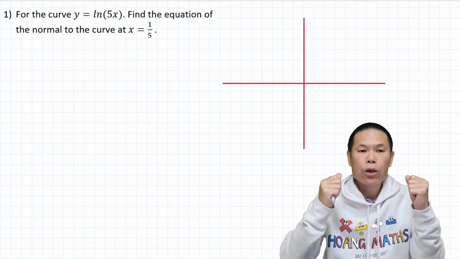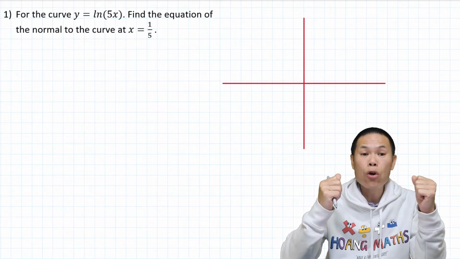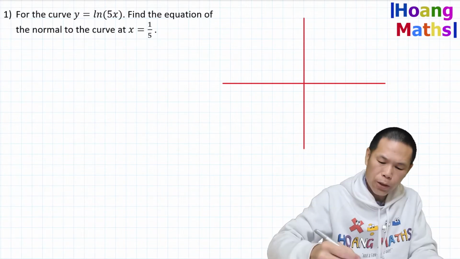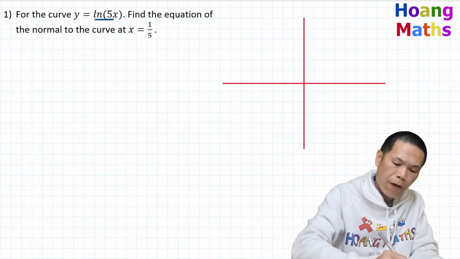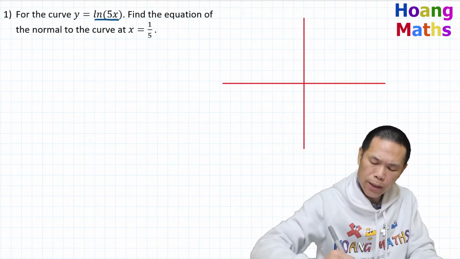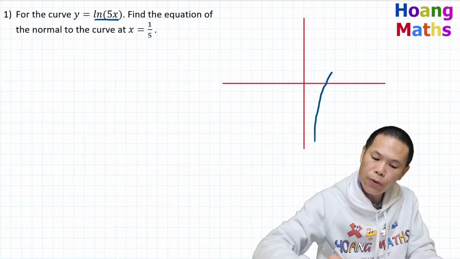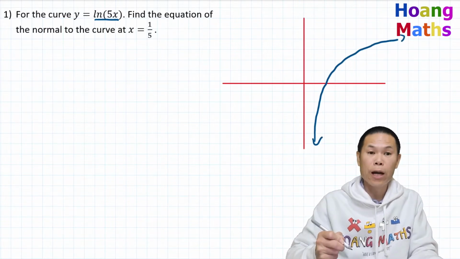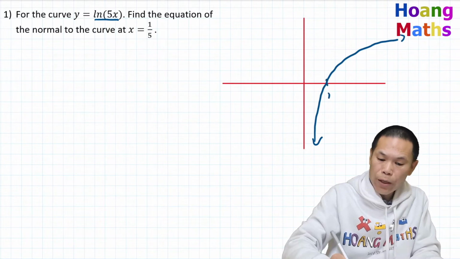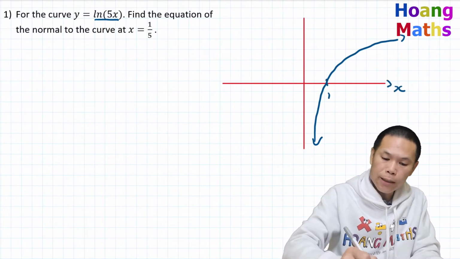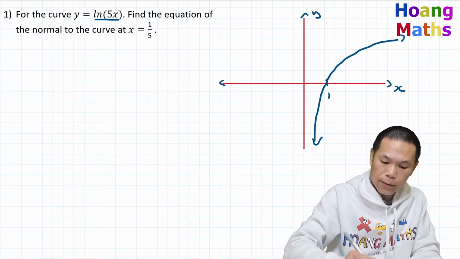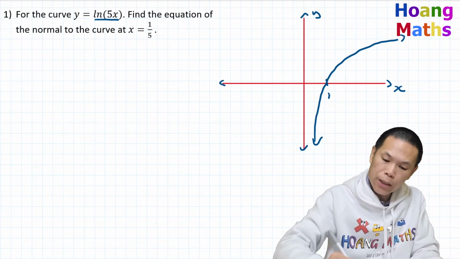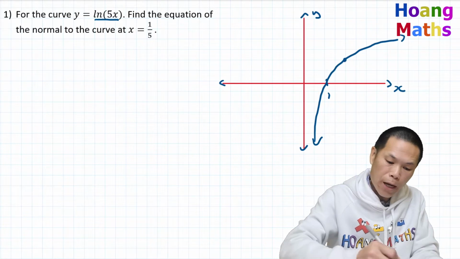First one, to find the equations of the normal to a curve, let me just draw a diagram out first. So we have ln of 5x. So ln of 5x is just roughly like this, because we know that ln of x is like this, right? So this is 1, and this is the x-axis and y-axis. And then at x equal to 1/5, it's just roughly here, doesn't really matter at this point.